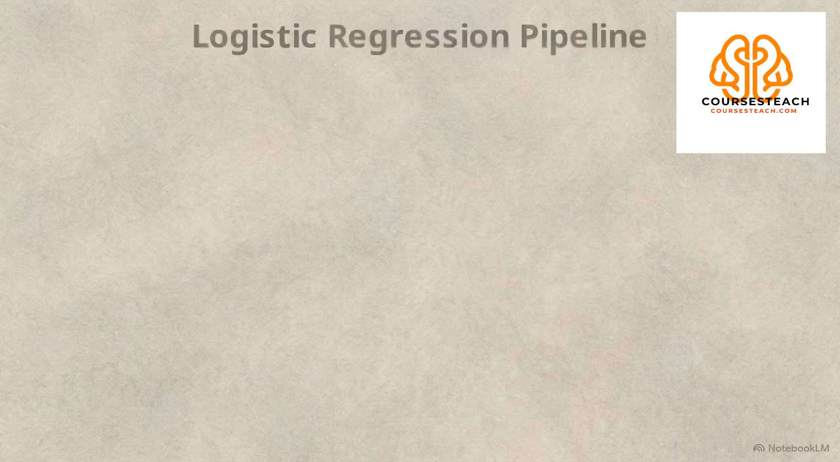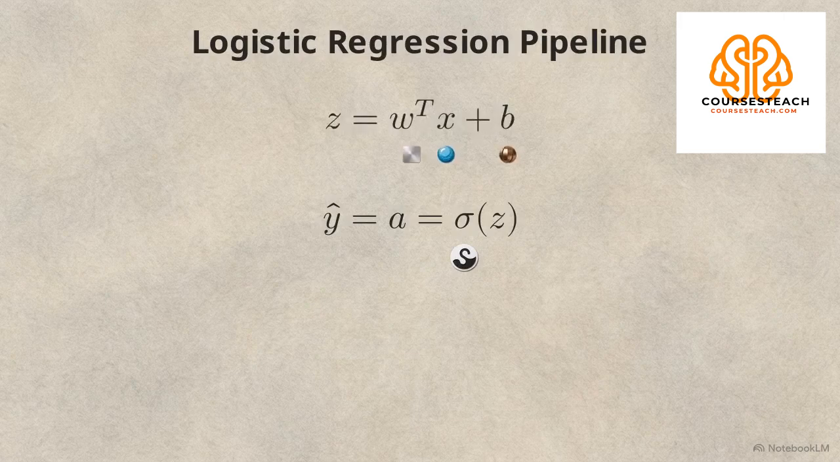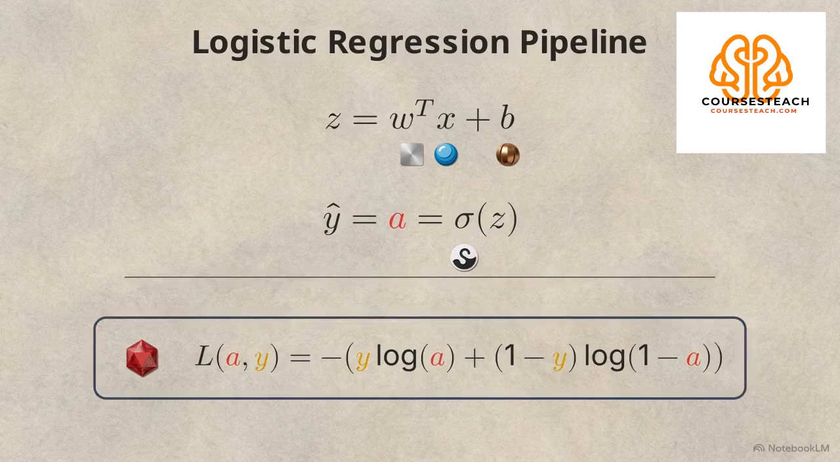To recap, we had set up logistic regression as follows. Your prediction, y hat, is defined as follows, where z is that. If we focus on just one example for now, then the loss with respect to that one example is defined as follows, where a is the output of logistic regression and y is the ground truth label.